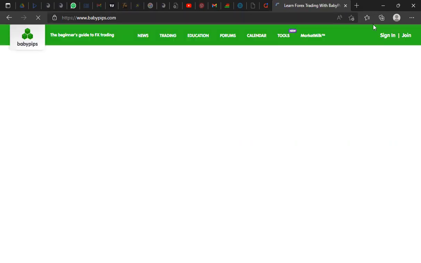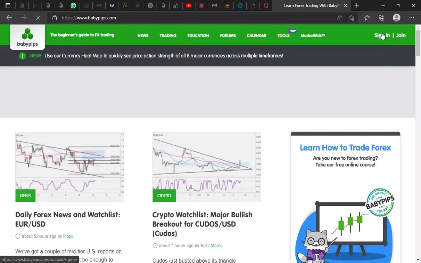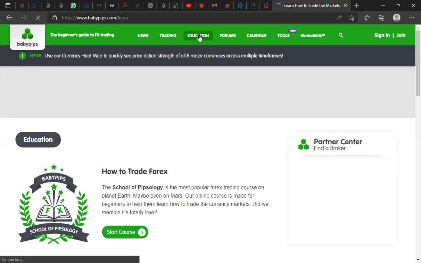Once you get on their website, so this is the website, all you need to do is join. You can join if you're new. If you're already a registered member, you can sign in. I'm not going to be able to sign in now because there's little to no time. After logging into your account, you go to the education tab on your menu.